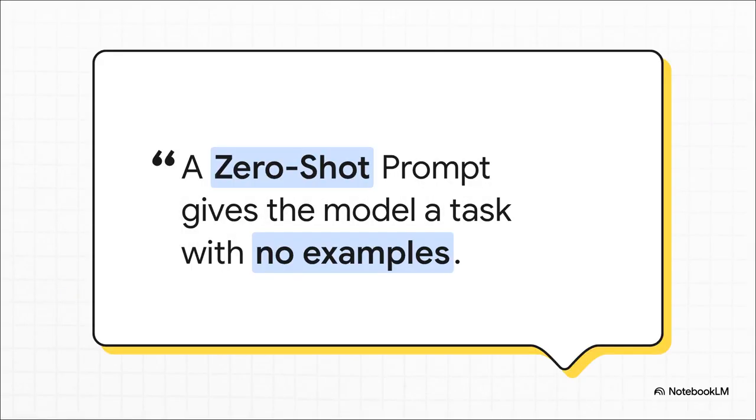So here's a classic mistake a lot of people make. They use what's called a zero-shot prompt. This is where you give the AI a task with 0 examples, like just saying, classify this text. The model has no idea what you mean. Classified by sentiment, by topic, it has to guess, and your results are going to be all over the place.